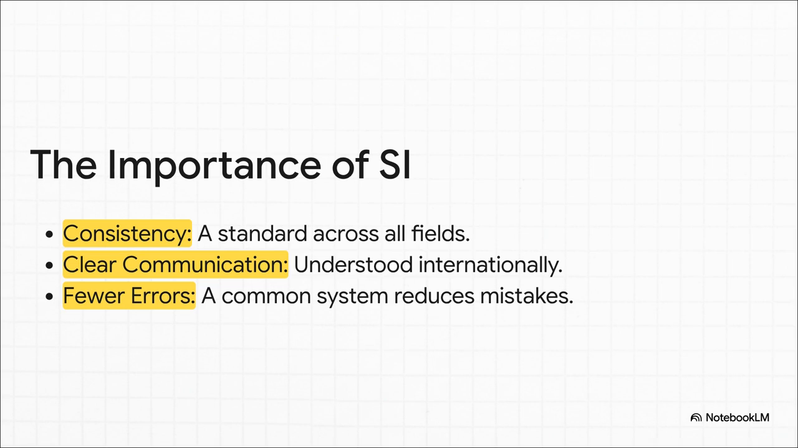First, consistency. It gives everyone a single, standard language to use, whether you're a chemist, a biologist, or an engineer. Second, it allows for clear communication. Results can be shared and understood all over the world without any confusion. And third, it just leads to fewer errors. Can you imagine the chaos if every country used its own system of measurement? The SI system prevents that.